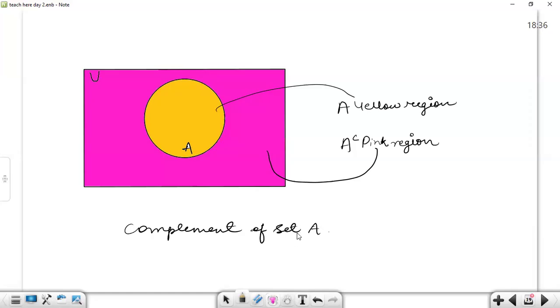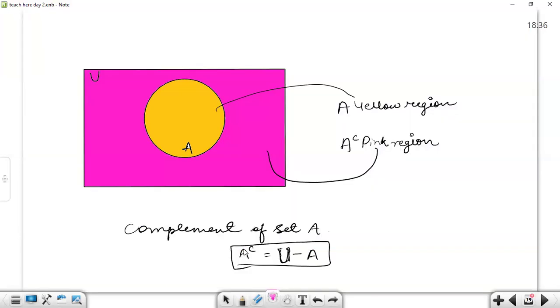Complement of set A means that basically we are subtracting set A from the universal set. That is complement of set A. In the universal set, we are excluding set A. That is the complement of set A. Is that clear? Yes, sir.